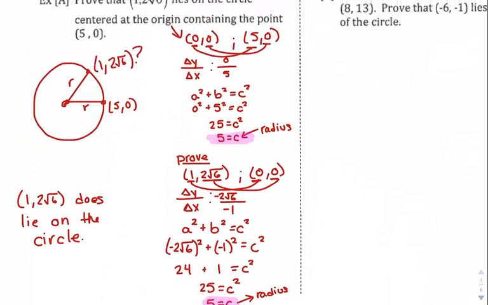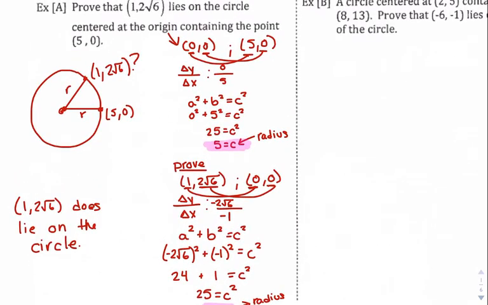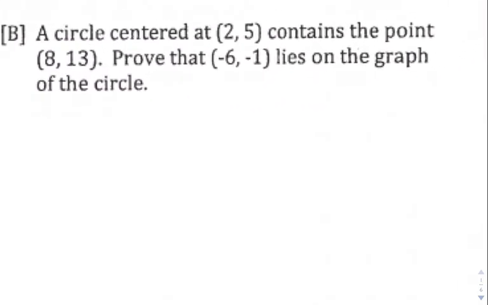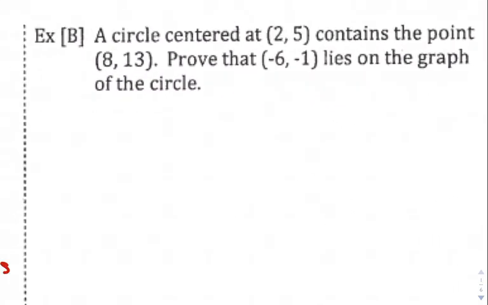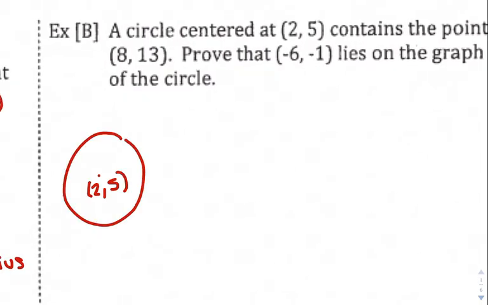So again, just to repeat this process, we do the Pythagorean theorem for the origin and the point that we know is on the circle. And then we do the Pythagorean theorem again for the point we're trying to prove and the origin. So let's try another example doing this the same way. It says a circle centered at 2, 5 contains a point 8, 13. I'm going to say it's like here.